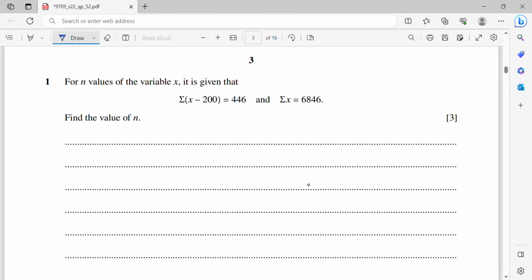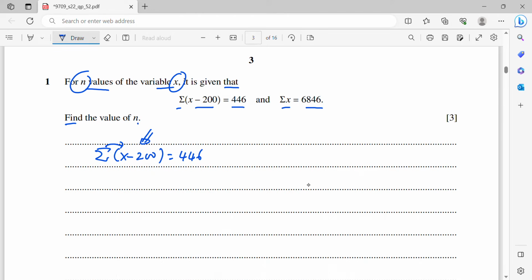So for question 1, for n values of the variables x, it is given that summation x minus 200 equals 446 and summation x equals 6846. Find the value of n. Alright, so first of all, we will start with summation x minus 200 equals 446. Now, from here, we know that there are n values. That means your summation of the x will be from 1 until n, right? So you have to add this x minus 200 for n times because there will be n x values.